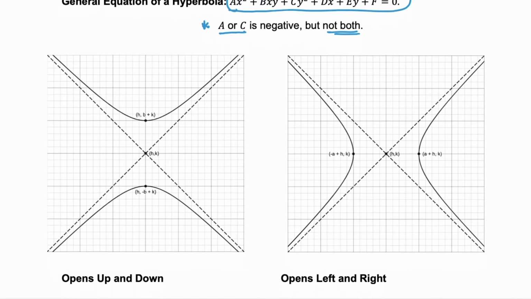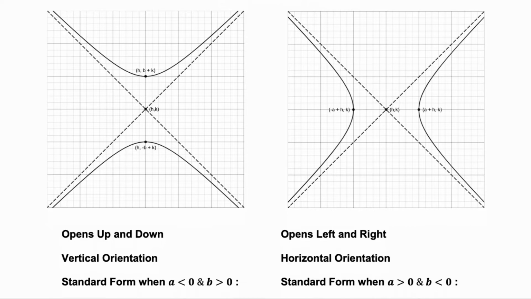Now let's look at the two different graphs here. On the left, you have the vertical orientation of a hyperbola. Notice that it opens up and down. On the right, you have the horizontal orientation. This opens left and right. The similarity between these two graphs are the dotted lines, the asymptotes. The asymptotes are very important in graphing hyperbolas.